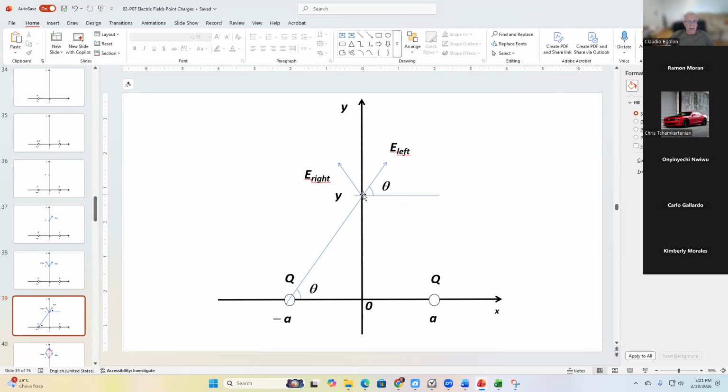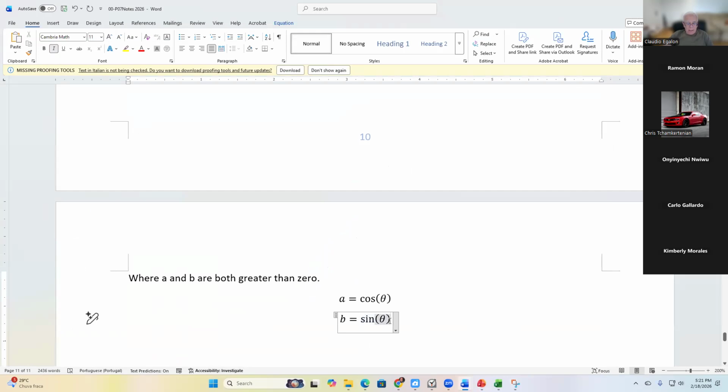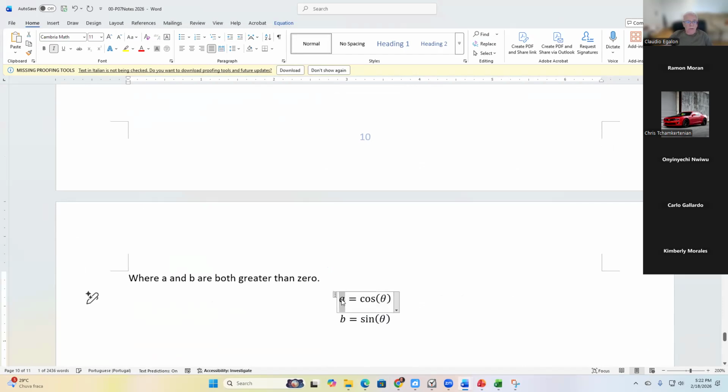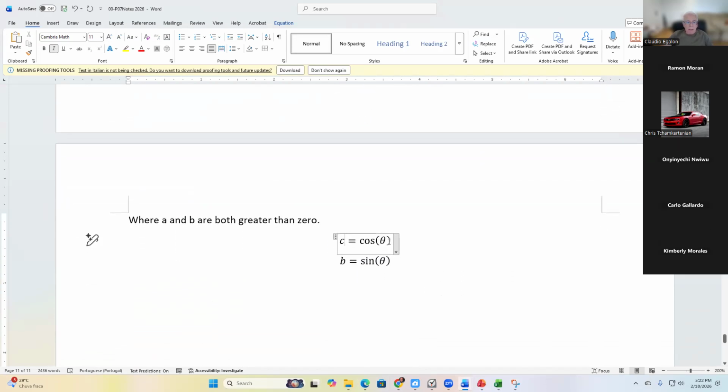A divided by R is equal to, sine of theta, no, cosine of theta. Oops, I came up with the wrong one. It's not A. I have to put something else here. Let's call it C instead, because A is already this distance here. C is equal to cosine of theta, B is sine of theta. Better.